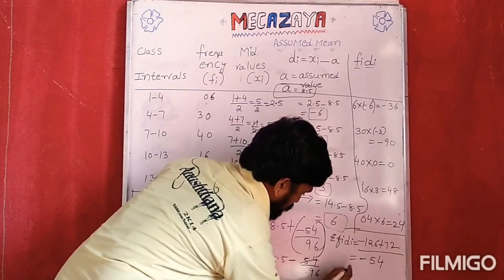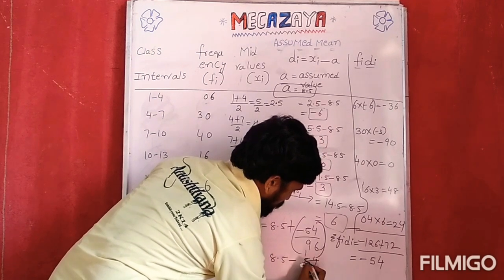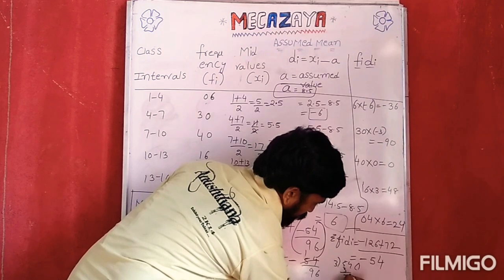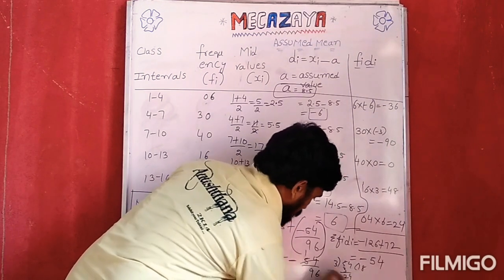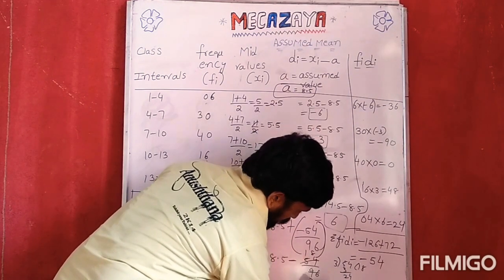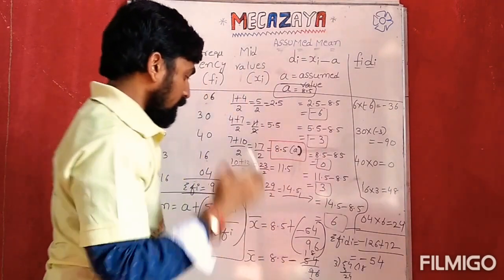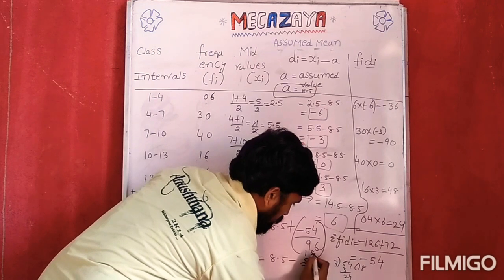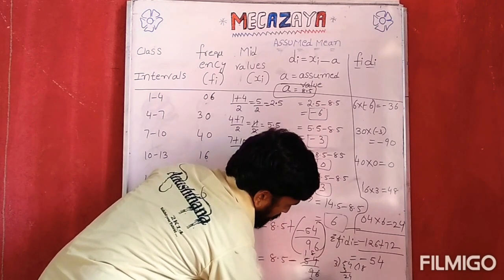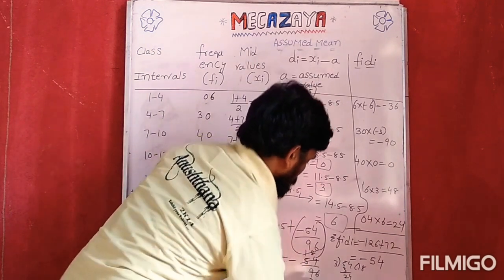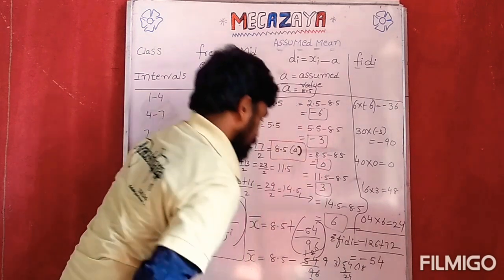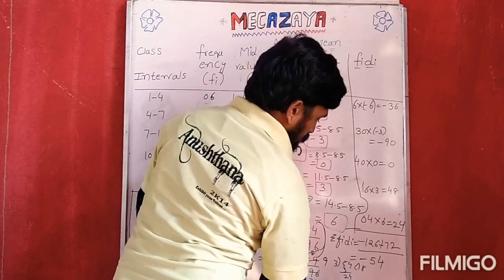So you go with the 3 table: 3 ones are 3, 3 8s are 24, 3 3s are 18... Next, again, it will be the 2 table: 9 2s are 18, and 16. So it will be 16.